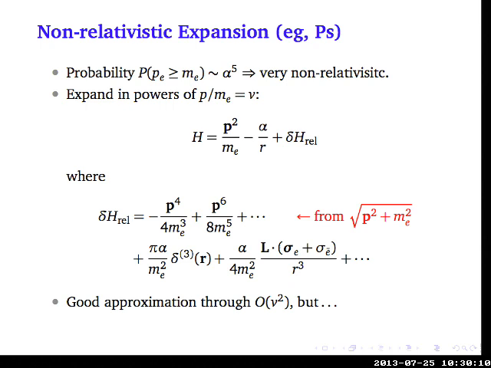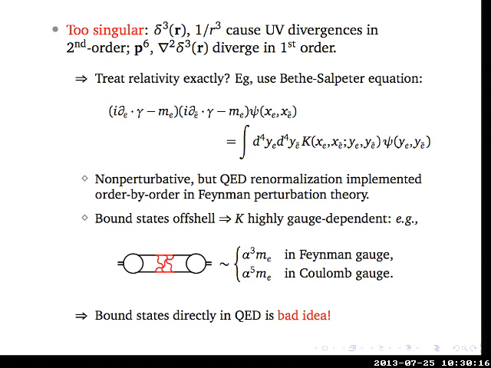If you try and use it beyond first order perturbation theory, you immediately discover that it's way too singular. The delta function, if you look at it in second order perturbation theory, diverges from k goes to infinity states. P to the 6th or higher order terms in that would give you del squared of a delta function. You'll get 1/r³ terms from higher order terms. And these things start introducing divergences all over the place. And it comes because you're expanding in powers of P over M. So it's derivatives, right? You're taking more and more derivatives of things that are singular. And so what do you do about it?